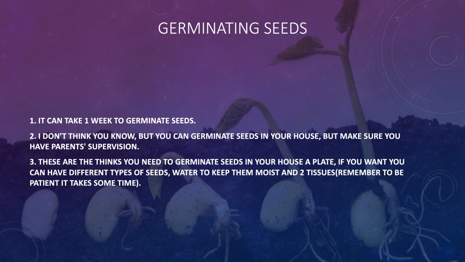These are the things you need to germinate seeds. In your house, a plate. If you want different types of seeds to germinate, you can have different types of seeds. But if you only want one, you can try one first. Water to keep them moist, and 2 tissues. Remember to be patient. It takes some time for them to germinate.